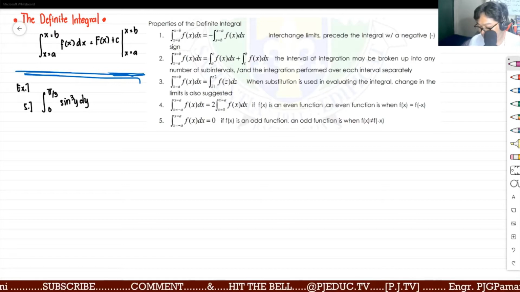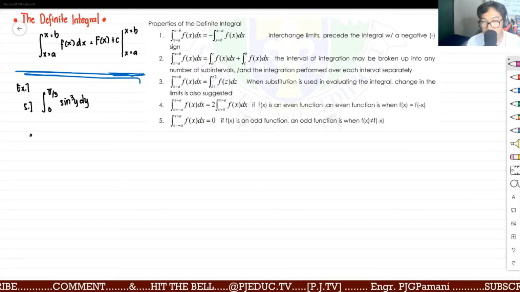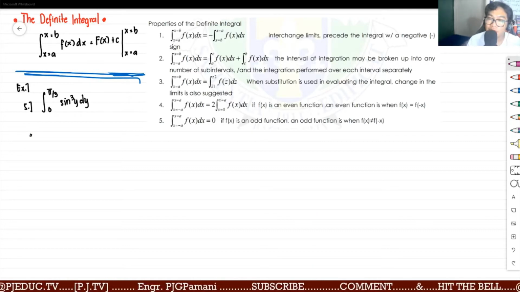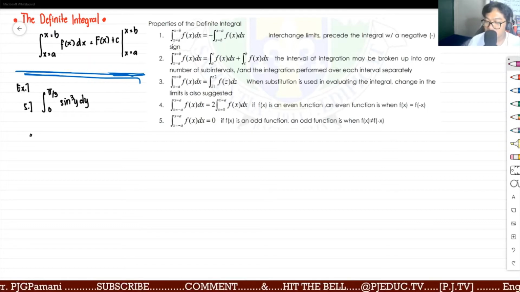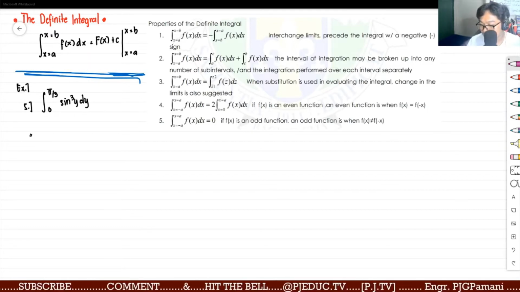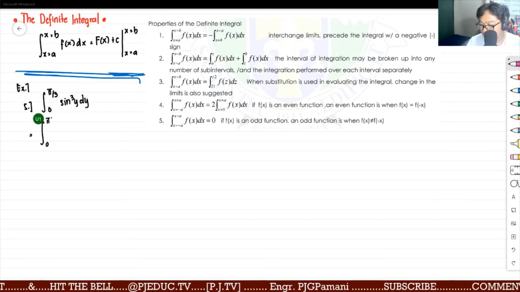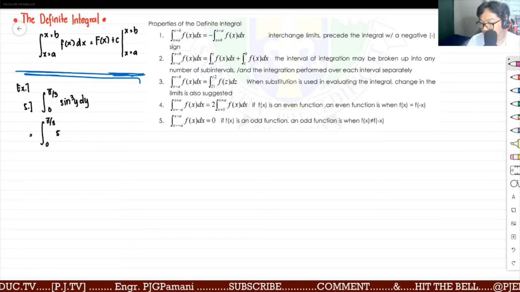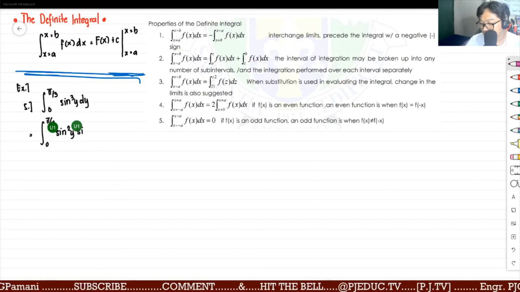Most likely, you already know that it is a trigonometric function which has an odd exponent. Based on what we have learned before from integral formulas, if it is a trigonometric function which has an odd exponent, what is that? Transformation of integral function. That is under type number 1. So, sine squared times sine y dy.